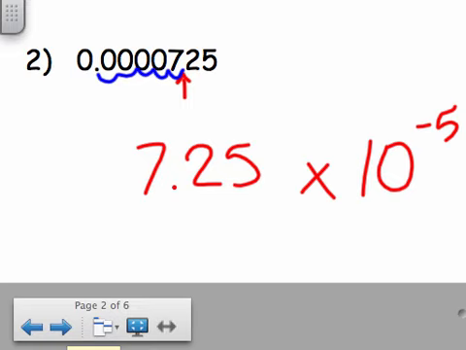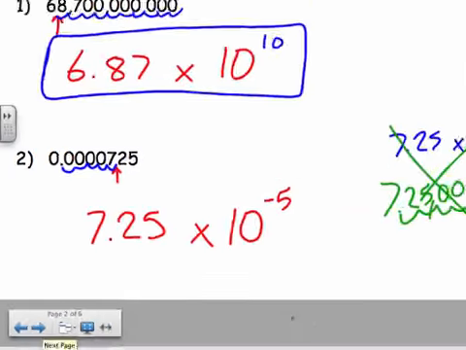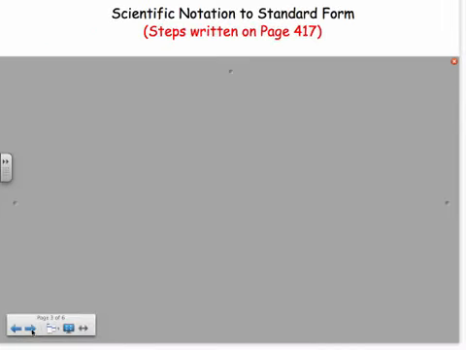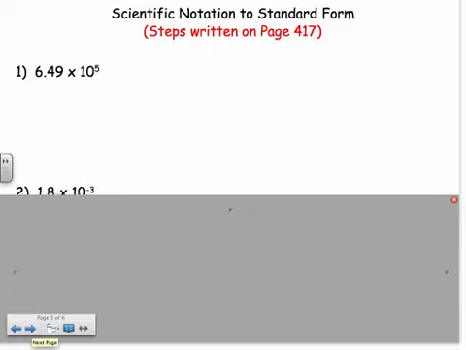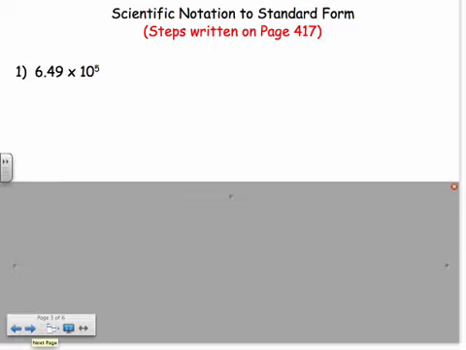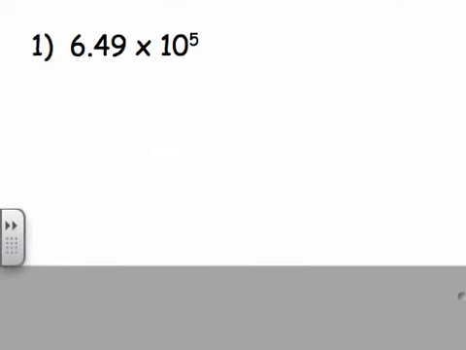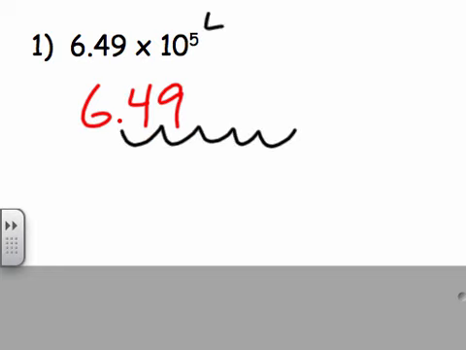And this will make a little more sense when we go from scientific to standard. Okay? So let's take a look at that. Let's go from scientific to standard form. We're probably okay with this first method: 6.49 times 10 to the 5th. I am going to a bigger number, so I just move it to the right, 1, 2, 3, 4, 5 spots. You just take a look at what your exponent is and add your zeros.